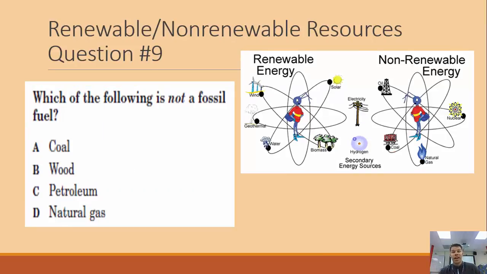Very similar question in number 9, just asking you which of the following is not a fossil fuel. So you need to remember that fossil fuels are our non-renewable sources of energy, and those are coal, oil, and natural gas. The trick here is knowing a fancy word for oil, and that's letter C, petroleum is oil. So coal, petroleum, and natural gas, those are all fossil fuels. Wood would be a renewable source of energy and not a fossil fuel. So the answer to the question is B, wood is not a fossil fuel.